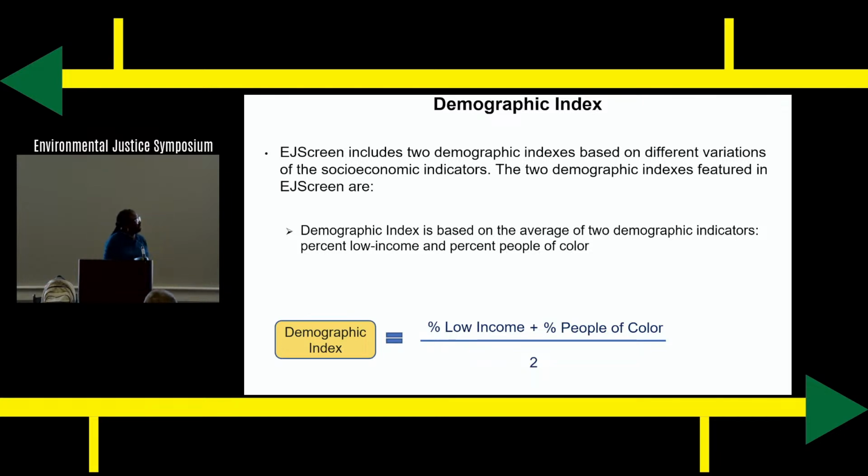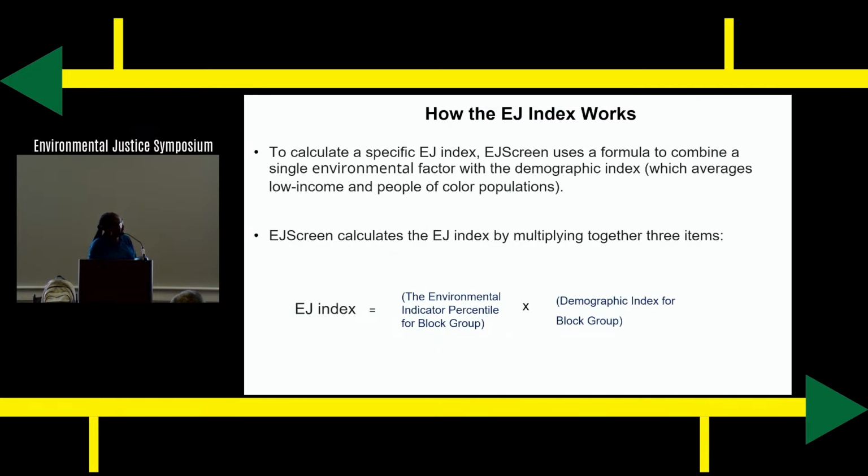So how do we calculate the demographic index? The demographic index is based on the average of 2 demographic indicators: percentage low income and percentage of people of color. So how does the EJ index work? To calculate a specific index, EJSCREEN uses a formula to combine a single environmental factor with the demographic index. This is the calculation to get the EJ index for any of the indicators.